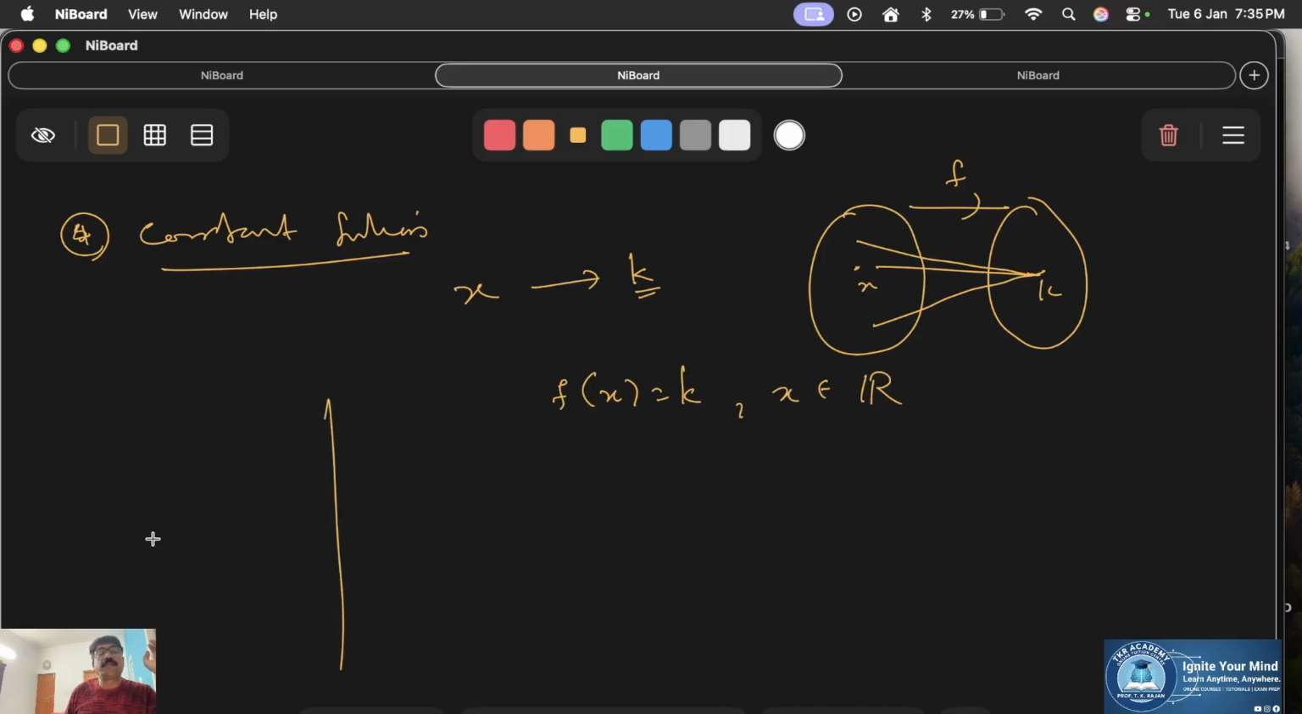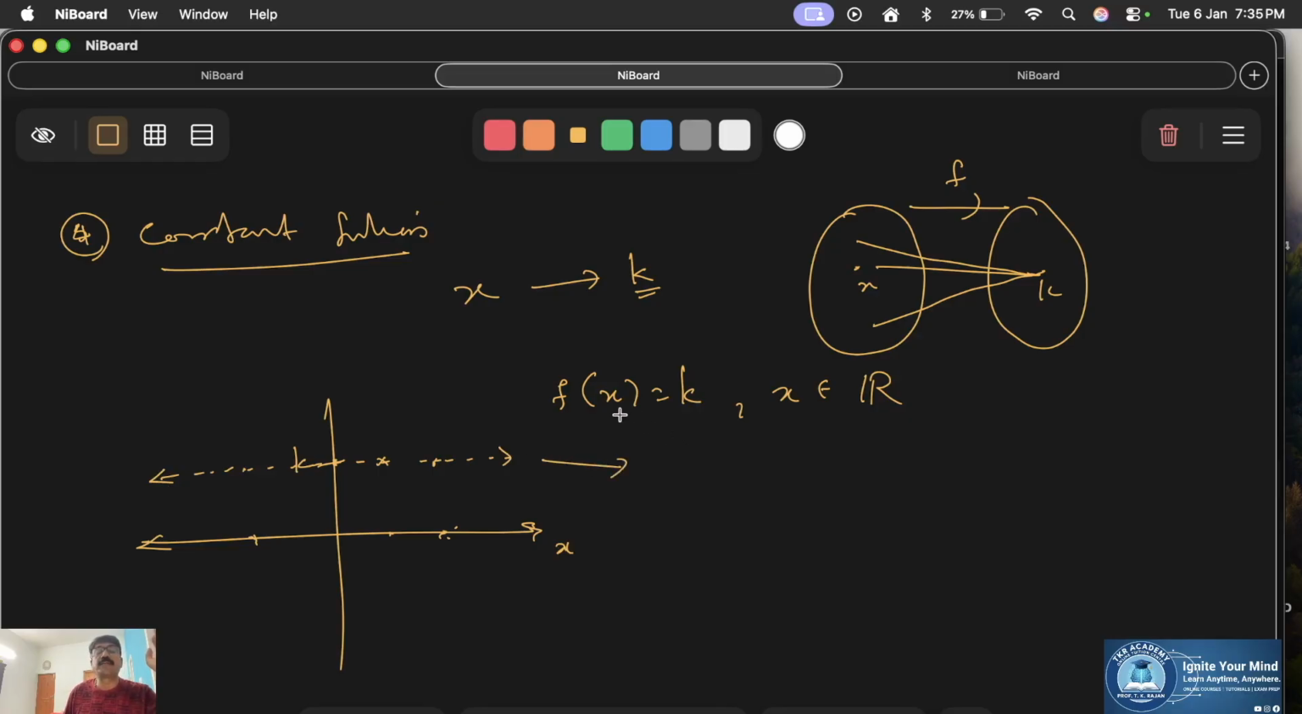Now, if you draw the graph of this function, what happens? Whatever x you take on the x-axis, its image is only k. Suppose this is k, I am taking positive here. So for this x, it is k. For this x, it is k. For this x, this is k. So you are getting a straight line which is parallel to the x-axis, a horizontal line.